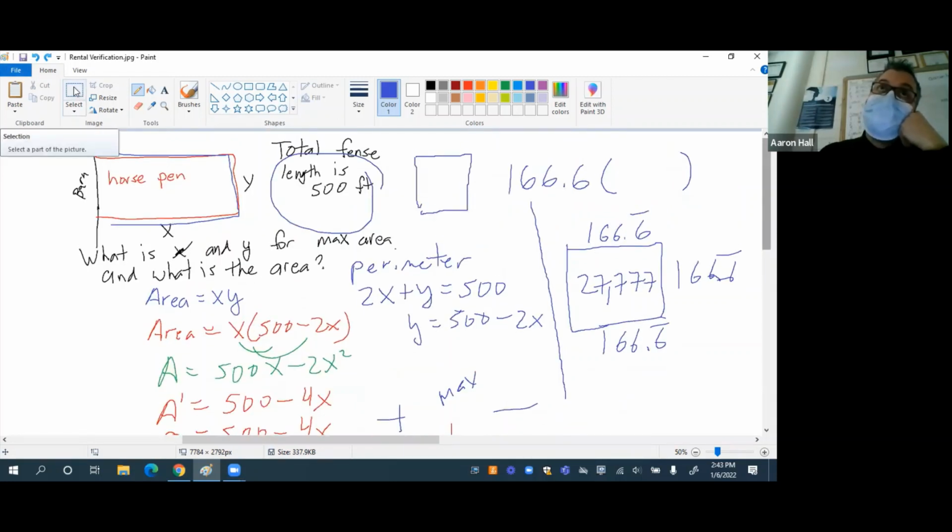Yes, sir, Andrew? So if it was 4 sides, Emerson's method would be better? Yes. It would be easier. Emerson's method would be easier if I had to find all 4 sides.